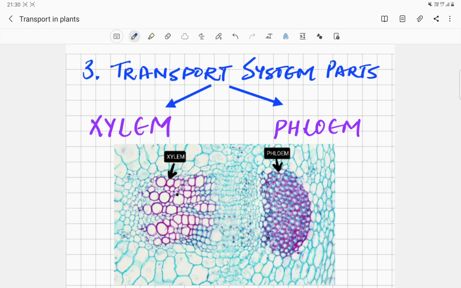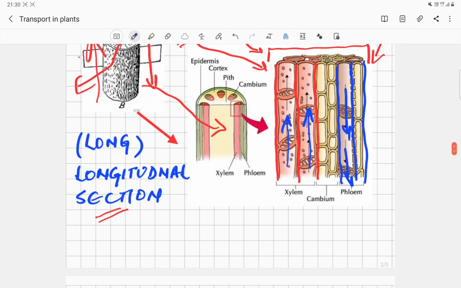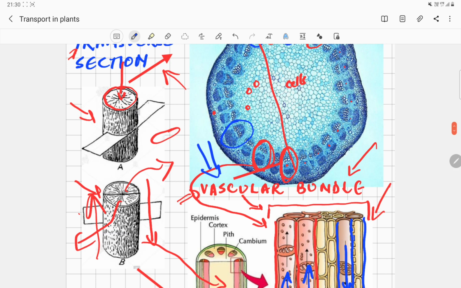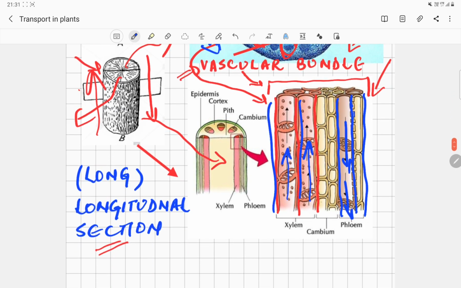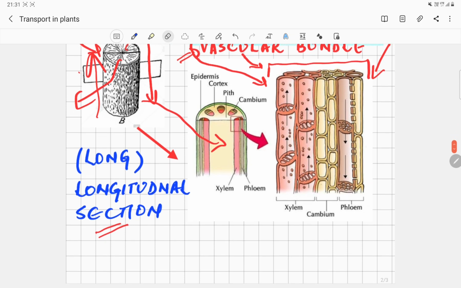In this particular video, we will learn about how substances, that is food and water, move into or inside a plant. Now, in our last video, we learned about the vascular bundles, these structures that are found inside the stem. Also, we learned that the vascular bundles are made up of pipe-like or tube-like structures. Now in this video, we will learn more about these two structures in greater detail.